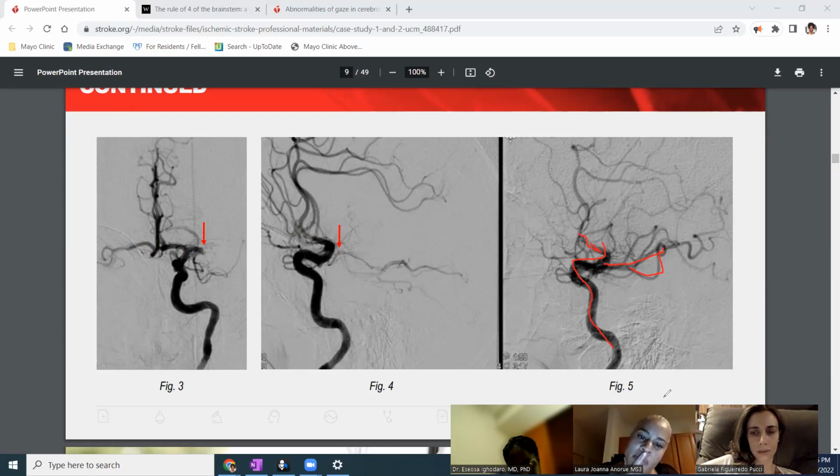Sounds good. I wonder what view this is, because this one looks like coronal. This one looks like a sagittal. I don't know what this one looks like, but cool. Awesome. We got the main arteries.